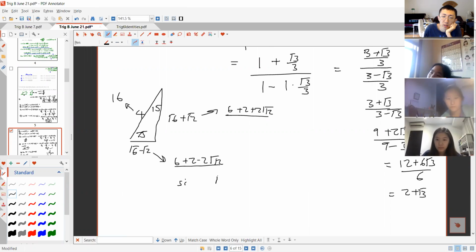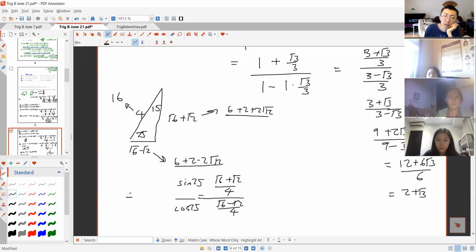So if we really wanted to, if we had sine 75 memorized, it's root 6 plus root 2 over 4 over root 6 minus root 2 over 4. So sine 75 over cos 75 is equal to that, and that's tan 75. So this is the same thing. The 4's cancel. And then I can cancel out a root 2. So this is this over this, and then it's the same thing as this.